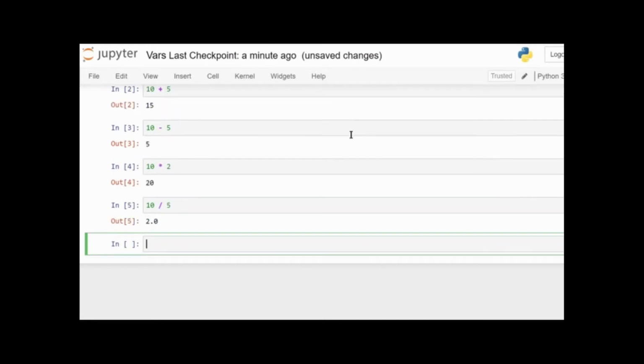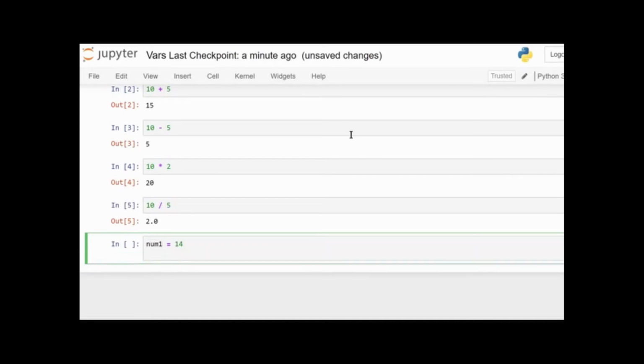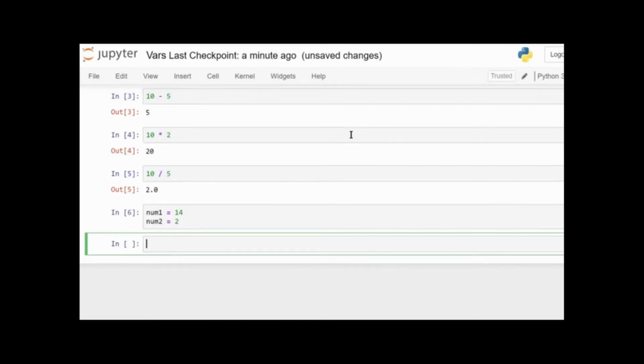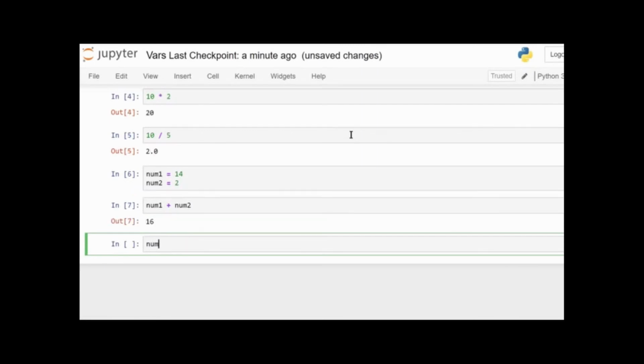We create a number variable by assigning it a value. Let's create variable num1 and set it equal to 14. This is a whole number and thus an integer. Let's make a second variable num2 and set it equal to 2. We can use these variables to do some calculations. Adding the numbers together gives us 16, and dividing num1 by num2 gives us 7.